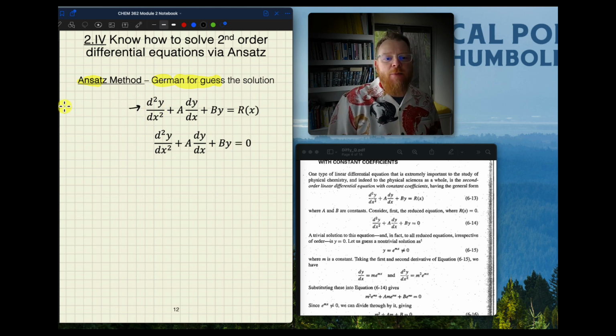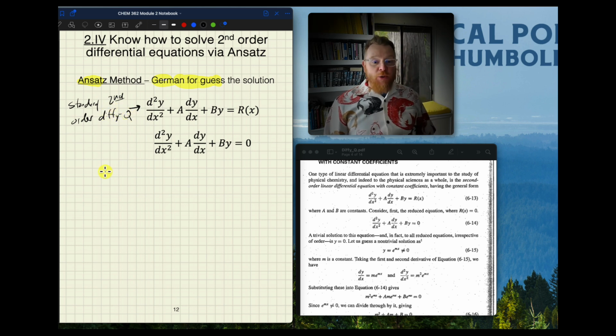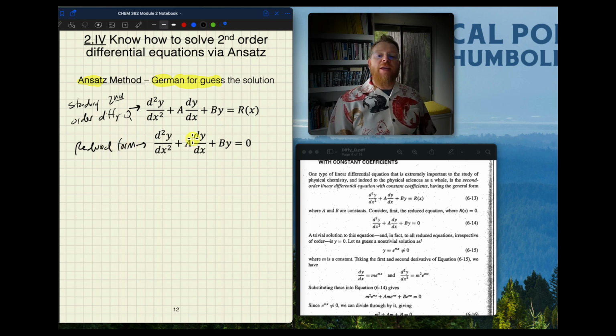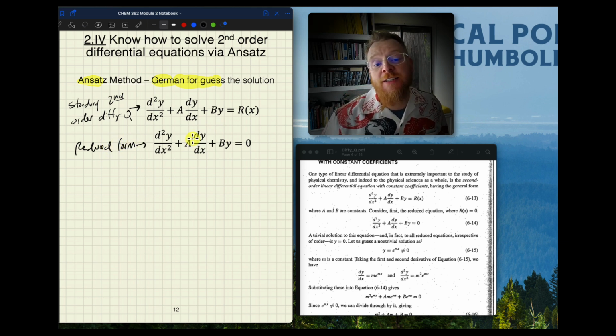So for example, this is our standard second order differential equation that I like to call diffie Q. So this is the standard form, and then now with this whole thing set equal to 0, this is what we call the reduced form. And when we get our second order differential equation into this standard reduced form, we can make the following guess.